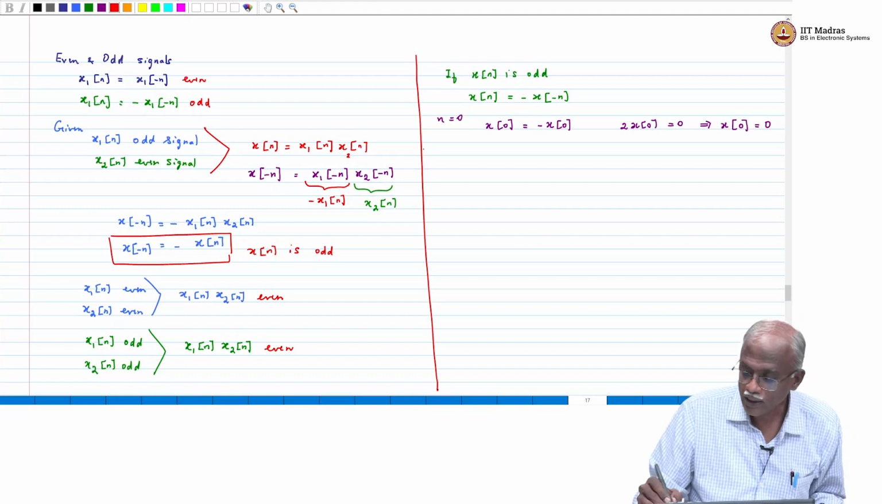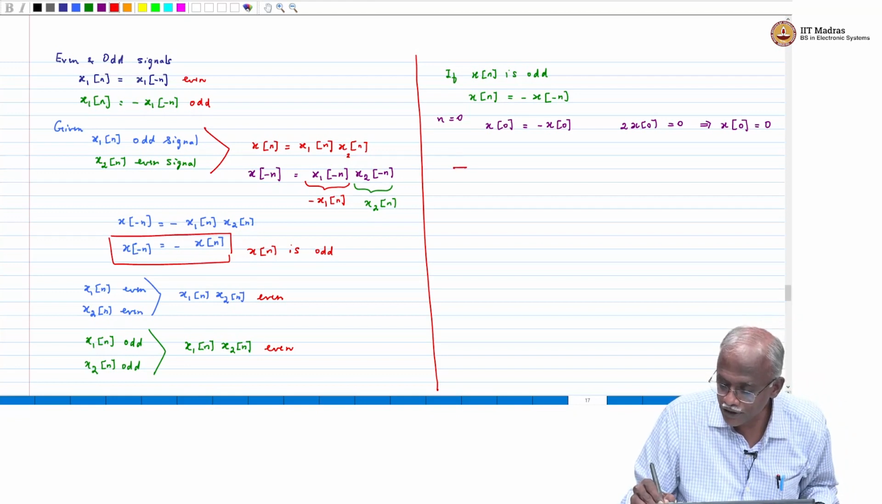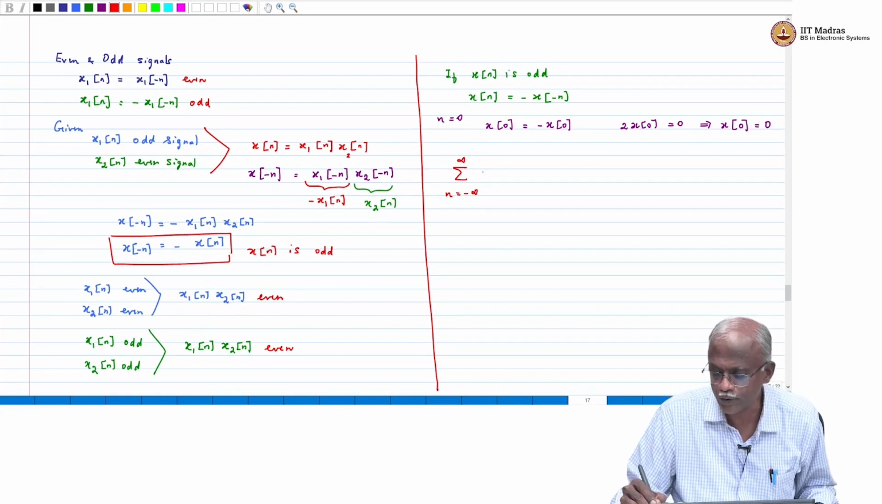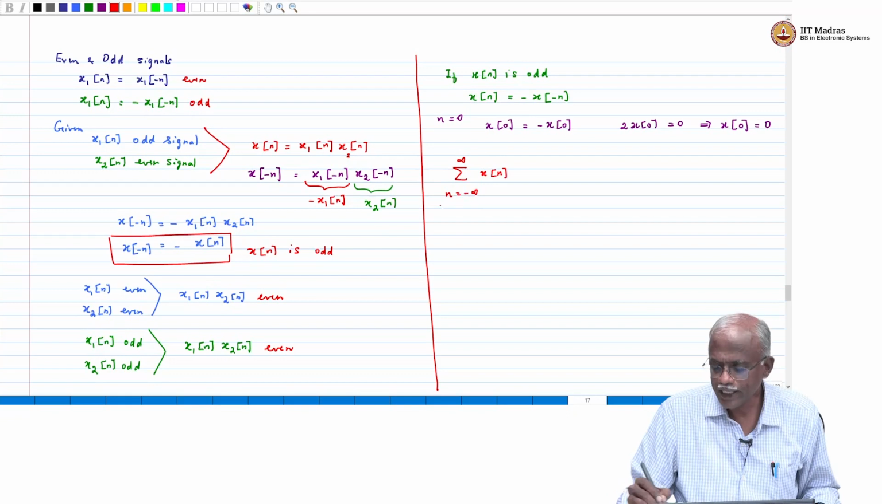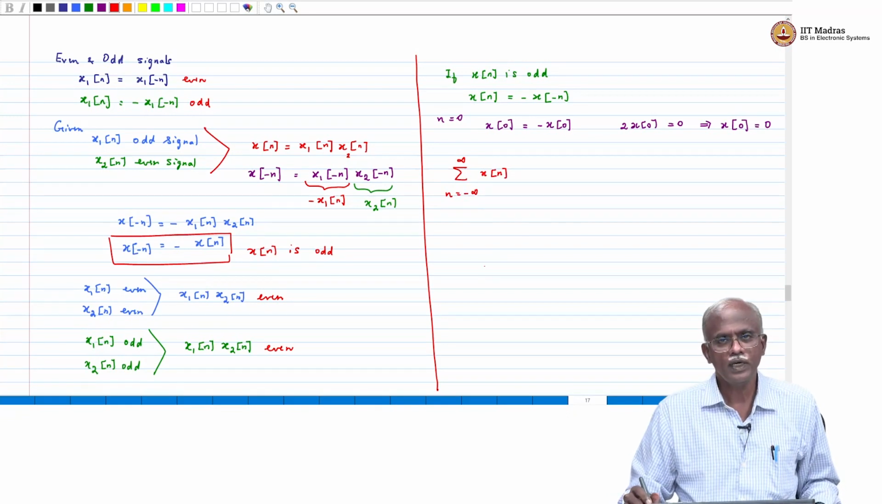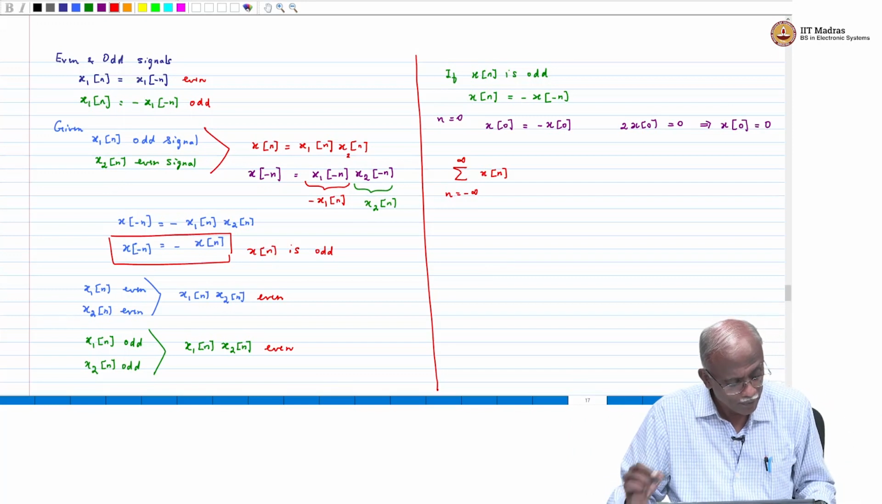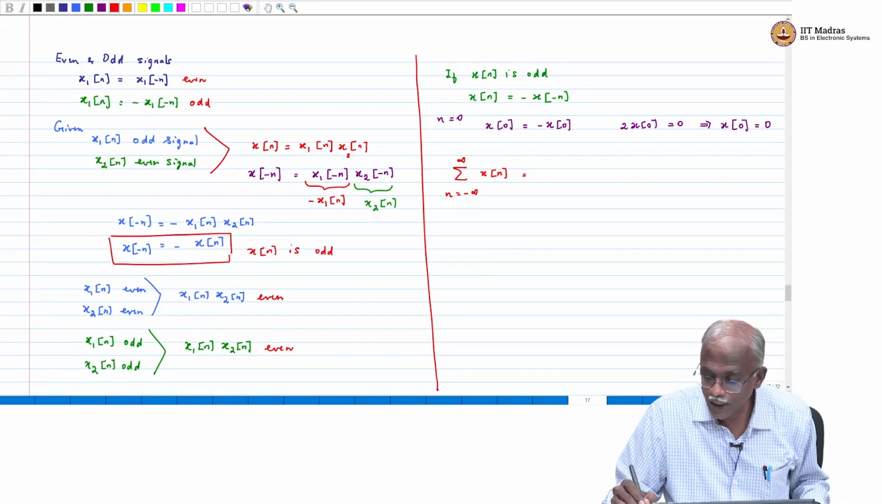The second one: supposing somebody were to ask you to sum over infinity all the samples of an odd sequence, from minus infinity to infinity. Huge numbers are coming, and you don't know whether it's correct. So what you do is look at this particular property.